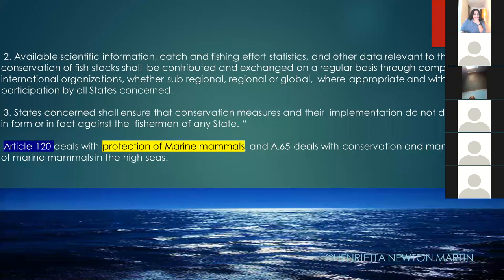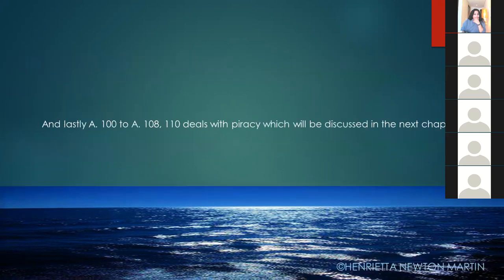Further, available scientific information, catch and fishing effort statistics, and other data relevant to the conservation of fish stocks shall be contributed and exchanged on a regular basis. Article 120 talks about the protection of marine mammals, and Article 65, you can do a cross-reference there, deals with the conservation and management of marine mammals in the high seas. And lastly, Article 100 to Article 108 and 110 deal with piracy, which will be discussed in the next chapter. So this is all that we have done today.